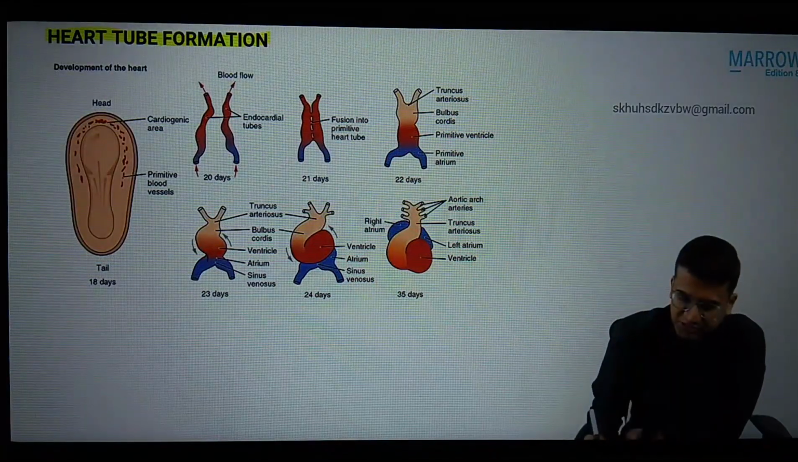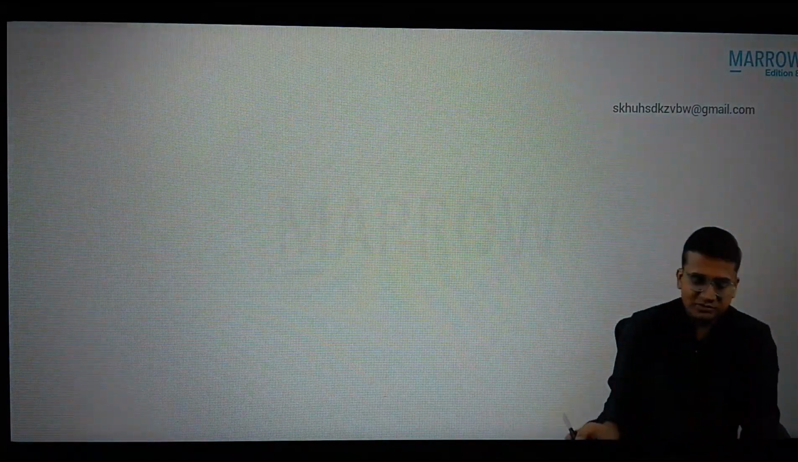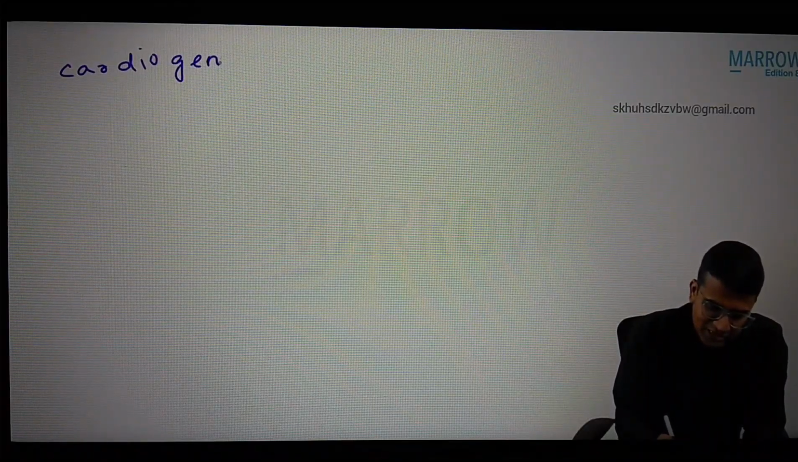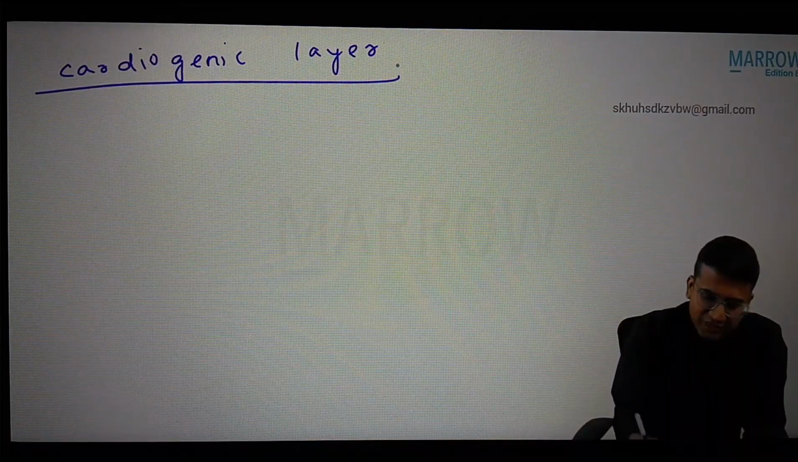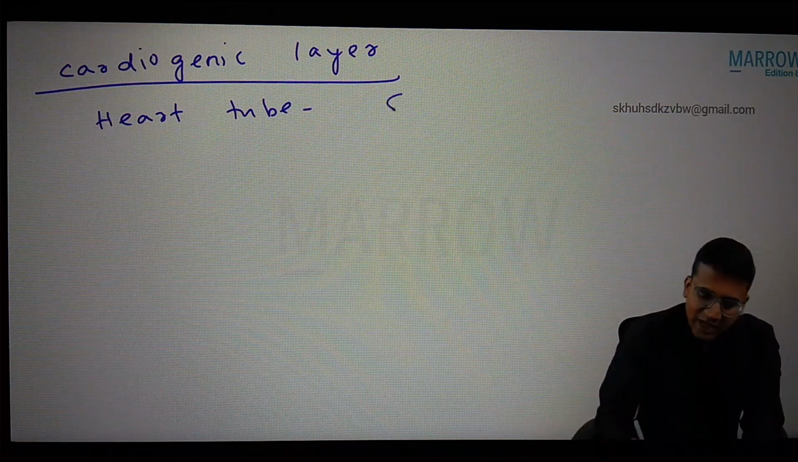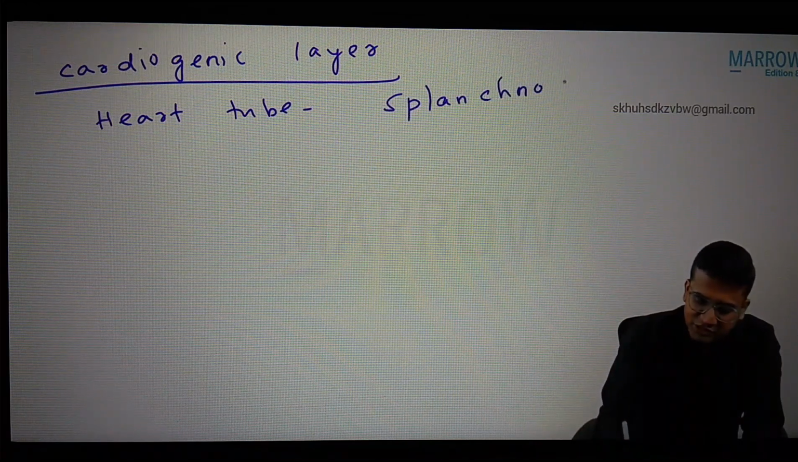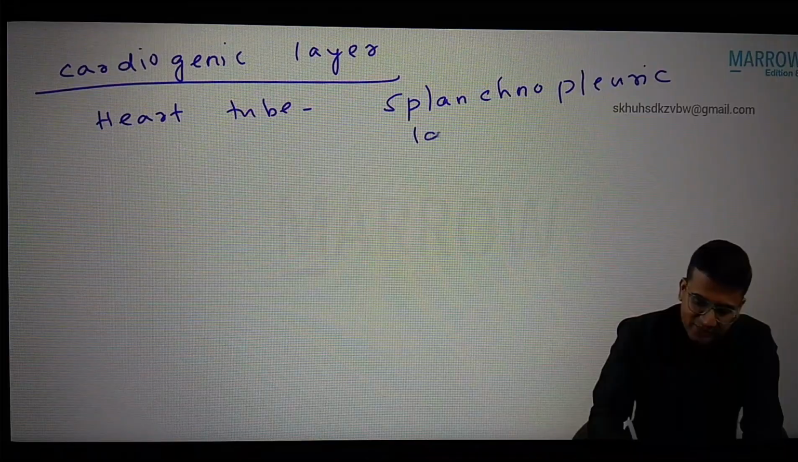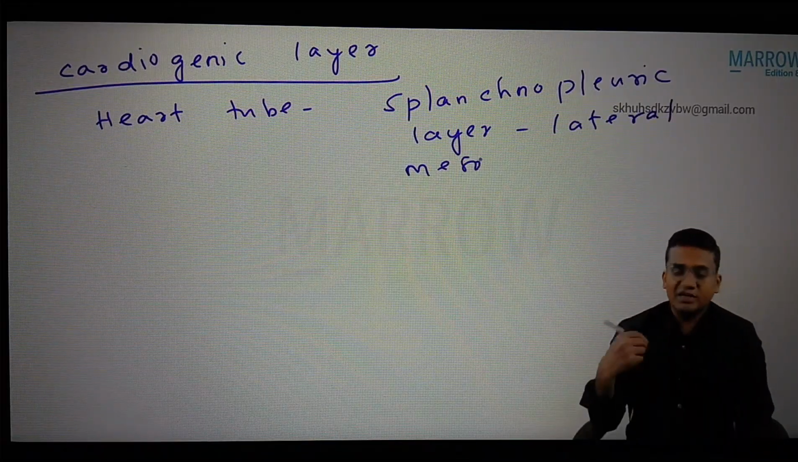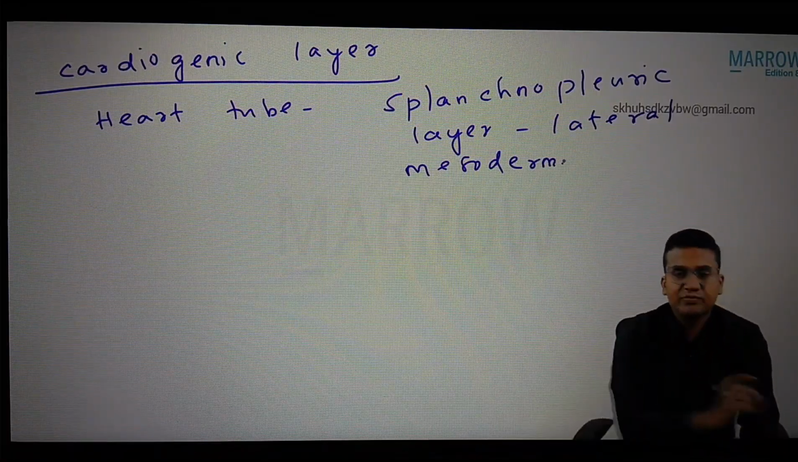So now we're going to start the discussion about the heart tube formation. Okay. See, heart tube is formed in which mesoderm? Heart tube is formed in the splanchnopleuric layer of lateral mesoderm. Please write the cardiogenic layer. I told you in the general embryology topic itself, heart tube formed in the splanchnopleuric layer of lateral mesoderm. That is why the splanchnopleuric layer of lateral mesoderm is called cardiogenic layer.